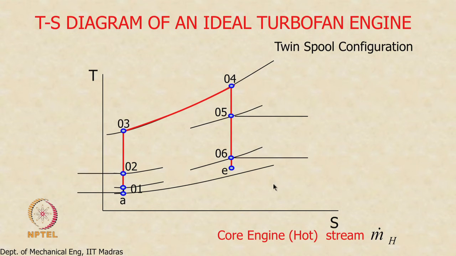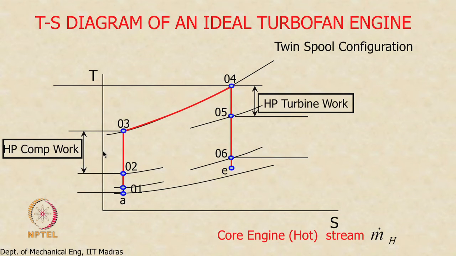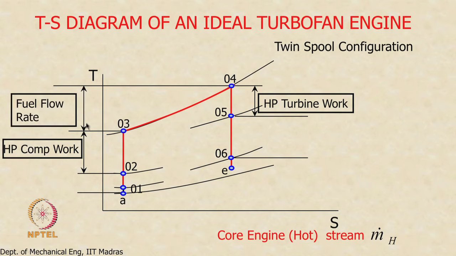Now, this is the HP compressor work, and remember the HP turbine produces enough work to run the HP compressor. So HP turbine work is equal to HP compressor work for the core engine, and this of course is proportional to the fuel flow rate. This is where we are adding heat in the combustor in the core engine. The fan stream is cold throughout, so there is no heat addition there, and the thrust produced by the core engine is indicated here. So you can see that this is the core thrust, and if it is under expanded, there is going to be additional pressure thrust also that is available from the core engine.